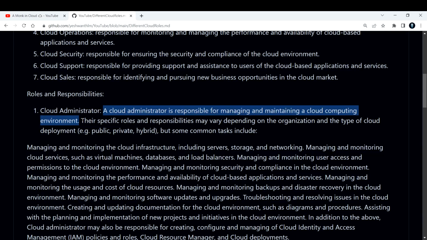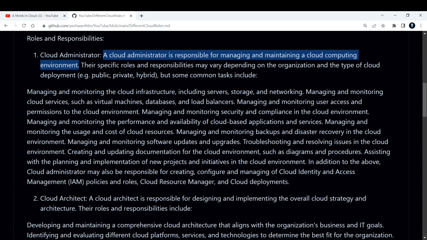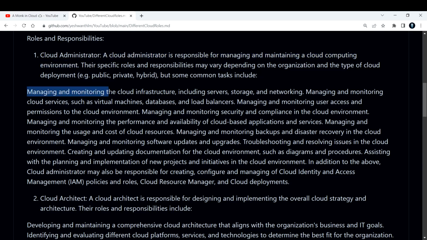Their specific roles and responsibilities may vary depending on the organization and the type of cloud deployment, whether it is a public cloud, private cloud, or hybrid cloud. Based on that, the roles and responsibilities may vary, but I've considered in general what they would be. Some common tasks include managing and monitoring the cloud infrastructure, including servers, storage, networking, and all those things.